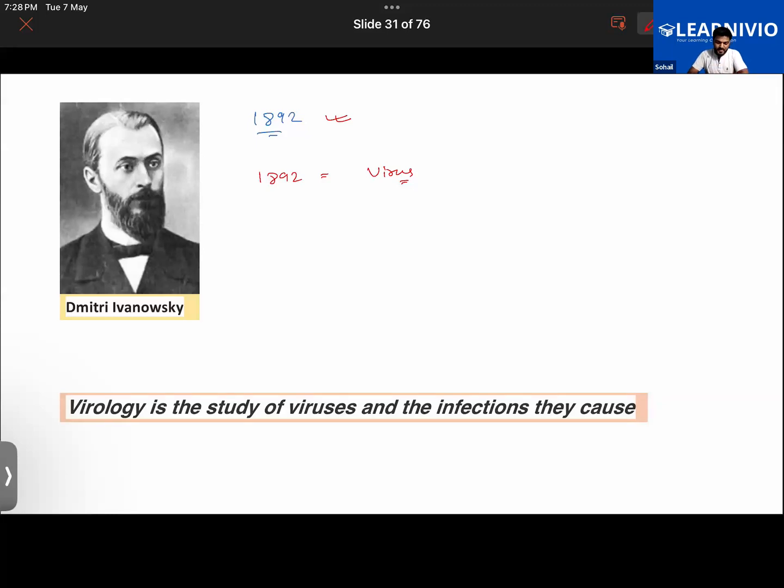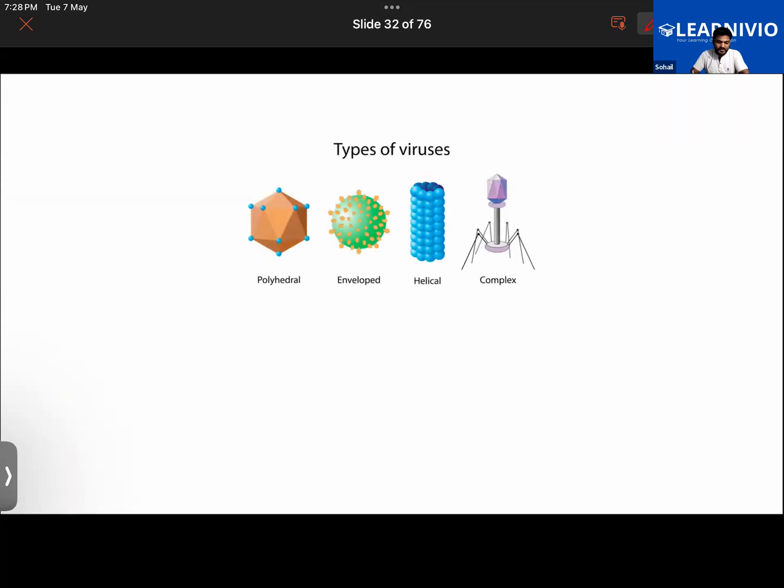As we have different branches of study, like microbiology, in which we study different microorganisms. In microbiology you also have different branches, like virology, in which we study viruses and the infections they cause. Then, based on shape, we studied that we have different bacterial cells: bacillus or rod shaped bacteria, spherical shaped bacteria, comma shaped bacteria, and spiral shaped bacteria.